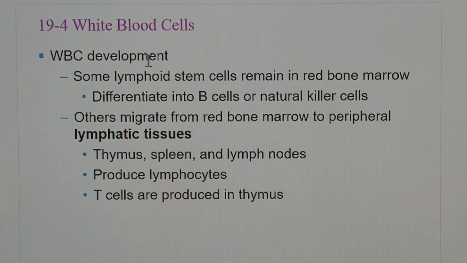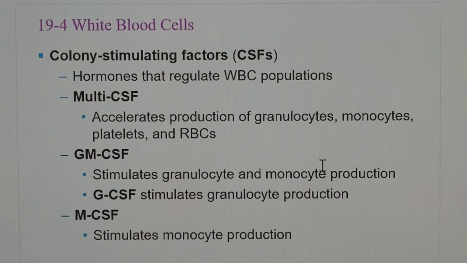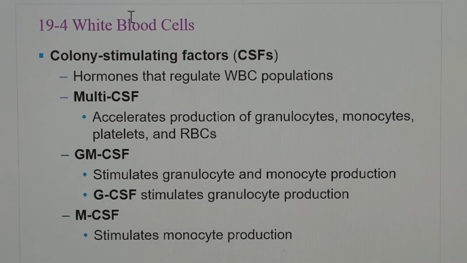White blood cell development. Some lymphoid stem cells remain in the red bone marrow, differentiate into B cells and natural killer cells. Others migrate from red bone marrow to peripheral lymphatic tissues, such as the thymus, spleen, and lymph nodes. To produce lymphocytes, T cells are produced in the thymus. Colony-stimulating factors, hormones that regulate white blood cell populations.